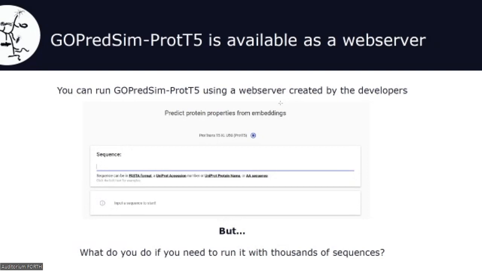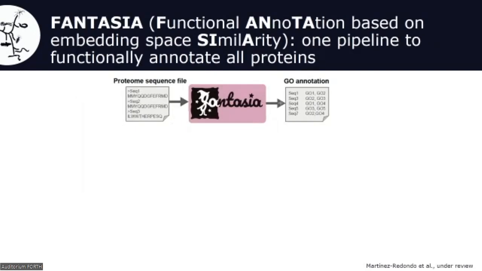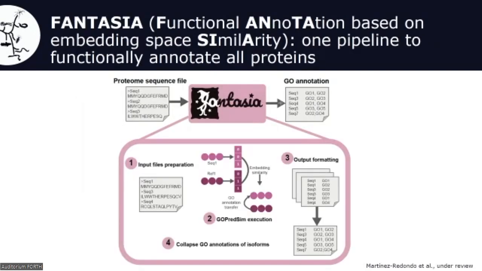So we have created this pipeline called Fantasia, so that for people that want to annotate a whole proteome, you just give the list of proteins. It applies GoPredSim using this model, and you get the gene ontology annotation of all your genes, and are ready to use it for gene ontology enrichment or other analyses.